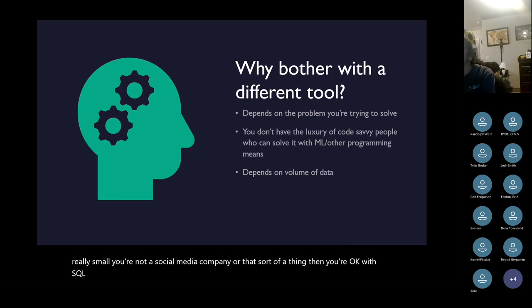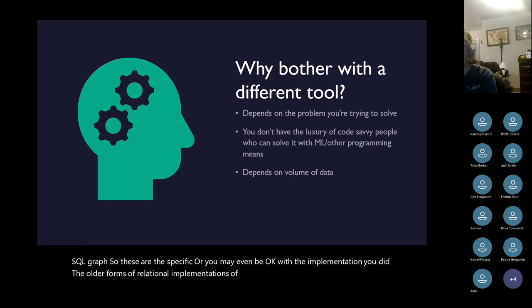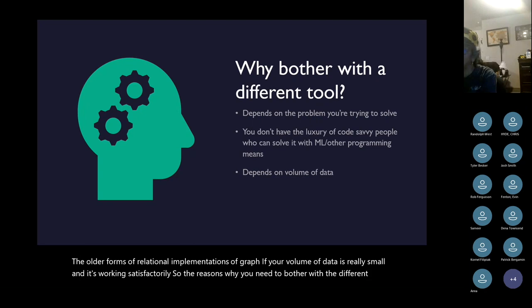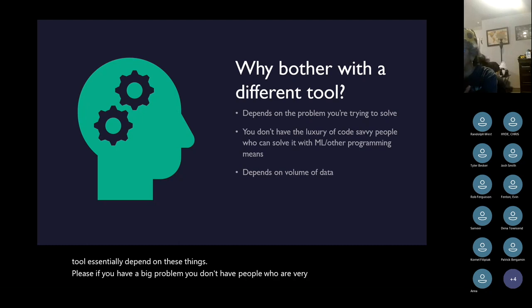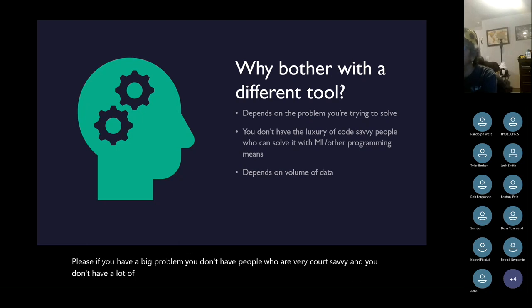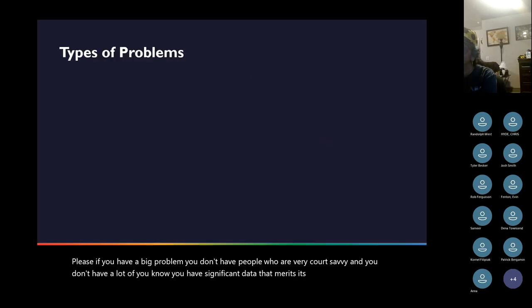You may even be okay with the implementation you did, the older forms of relational implementations of graph, if your volume of data is really small and it's working satisfactorily. So the reasons why you need to bother with a different tool essentially depend on these things: you have a big problem, you don't have people who are very code savvy, and you have significant data that merits its own graph database.